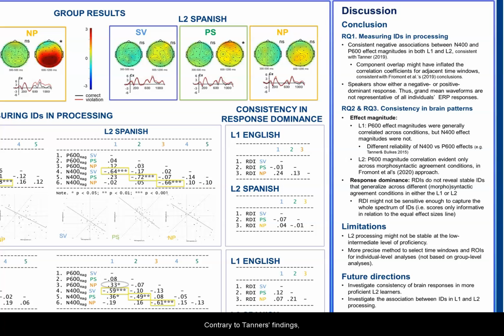Contrary to Tanner's findings, ERP response dominance as measured by RDIs does not seem to be a stable trait transferable across conditions. It is possible that RDIs may not be sensitive enough to capture the whole spectrum of individual differences. One limitation is that L2 processing may not be stable enough at low intermediate levels of proficiency, and that we need to find a more precise way to select time windows and ROIs for individual level analysis.